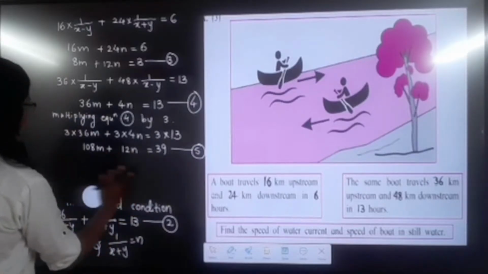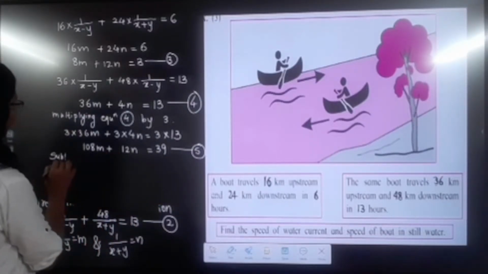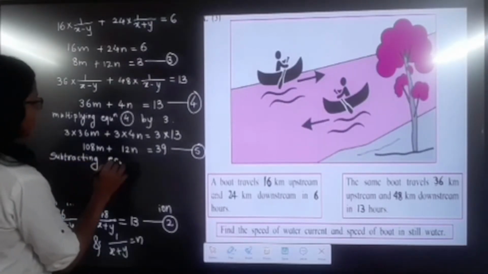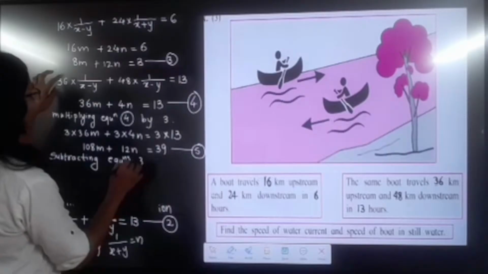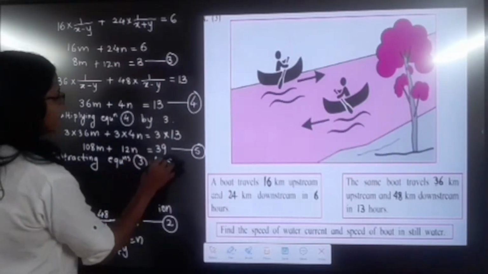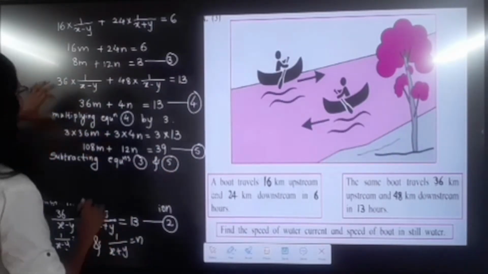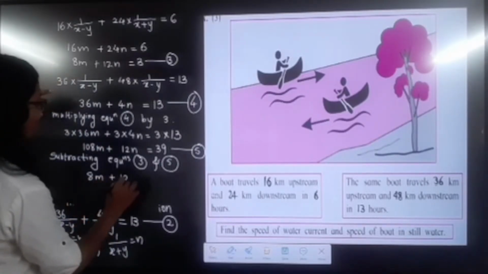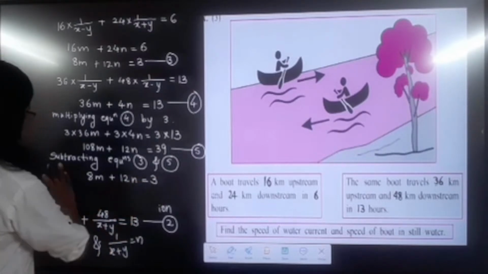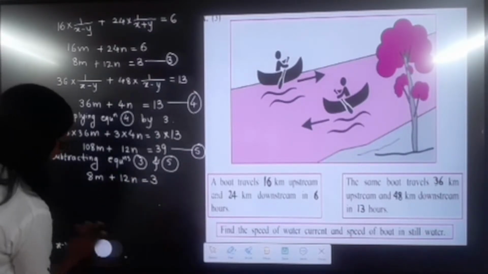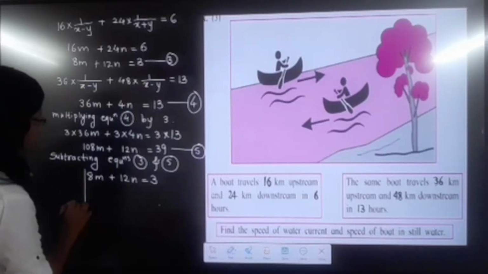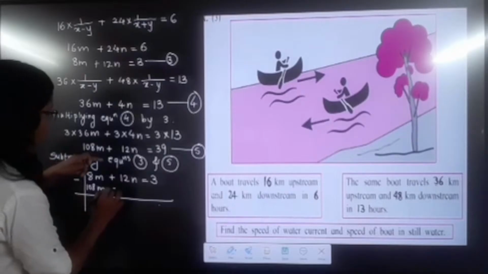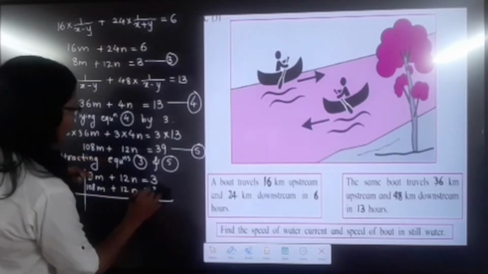Then here students, we write down subtracting equations 3 and 5. So first I write down the third equation, 8m plus 12n is equal to 3, and then the fifth equation as minus 108m plus 12n is equal to 39.